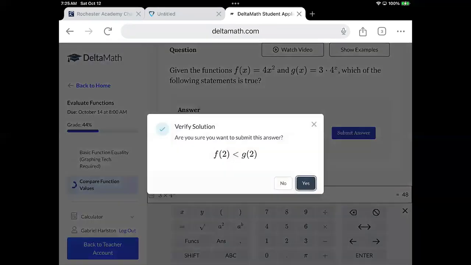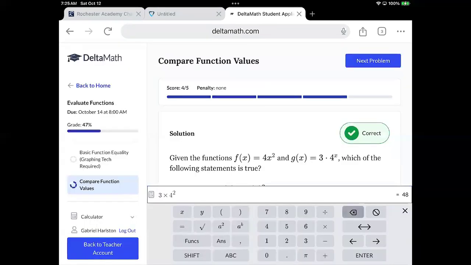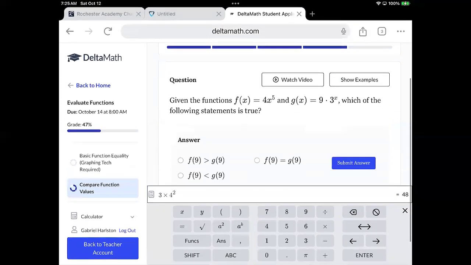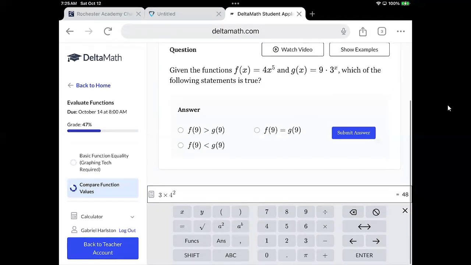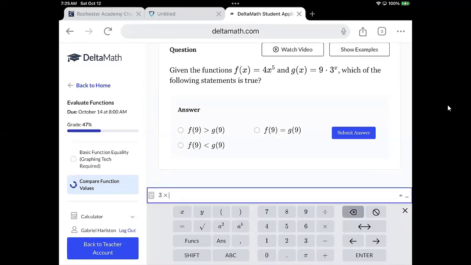So I guess I might as well finish this. Given two functions, f of x and g of x. F of x is 4x to the fifth power. G of x is 9 times 3 to the x power. If I get rid of this, and I do 4 parentheses 9.